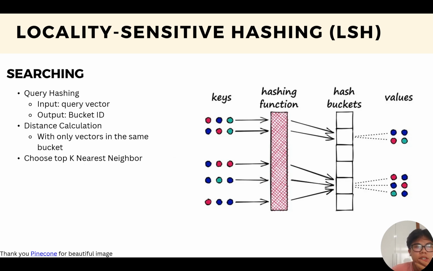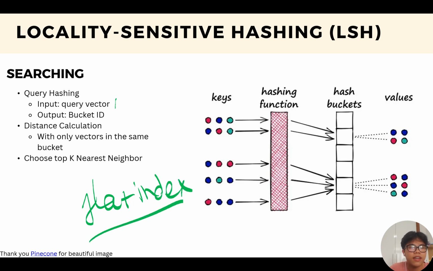In the searching process, the input is the query vector and the output is the bucket ID. We also pass the query vector through the hashing function to get the bucket ID, and we only calculate the distance with the vectors in the same bucket. So it decreases so much the number of vectors that we need to search, compared to a flat index. Basically, a flat index compares the query vector with all vectors in the database. Computing distance only with vectors in the same bucket decreases the search time a lot. After that we get the result, and we choose the top k nearest neighbors as our result.